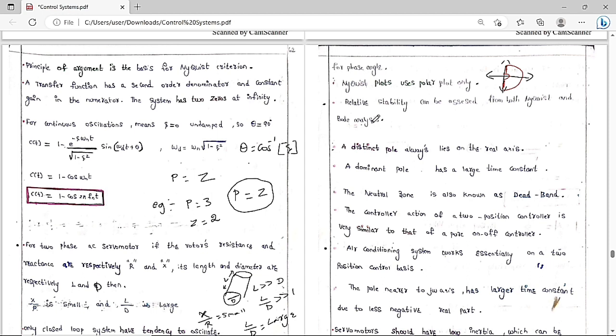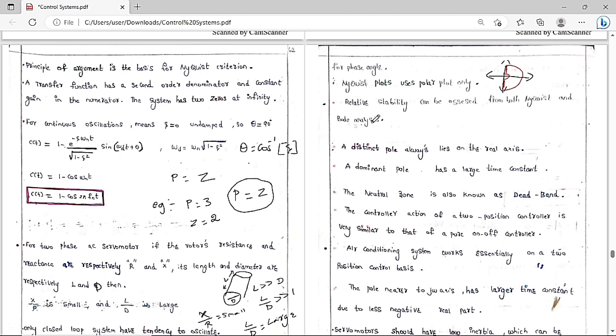So it is similar to a two-position control. Therefore, the air conditioning system works essentially on a two-position control basis, because whenever the temperature is lesser than the prescribed temperature, it automatically turns on in order to reach it. If the temperature is greater than the prescribed temperature, it turns off in order to decrease the temperature. So we have two positions, the on position and the off position.